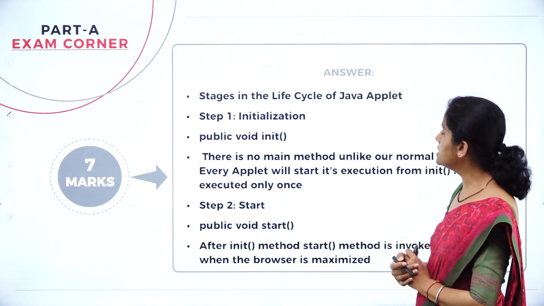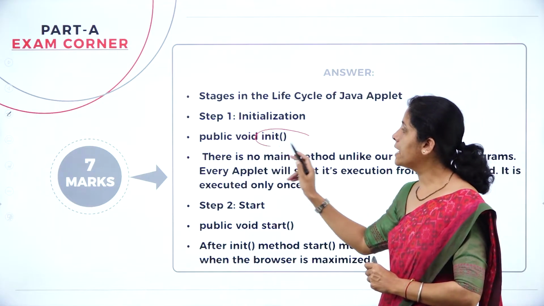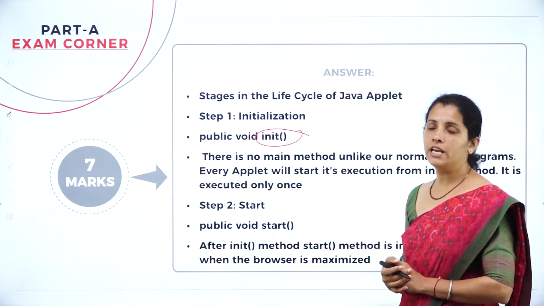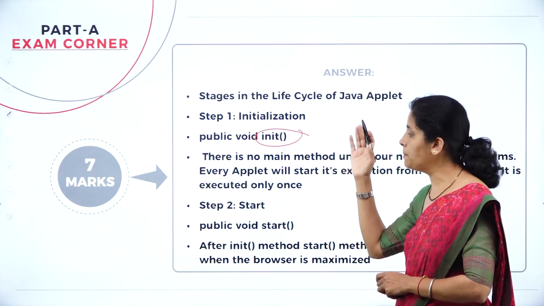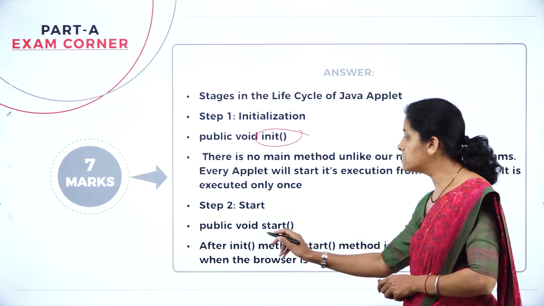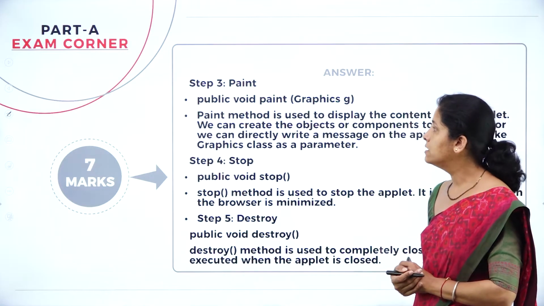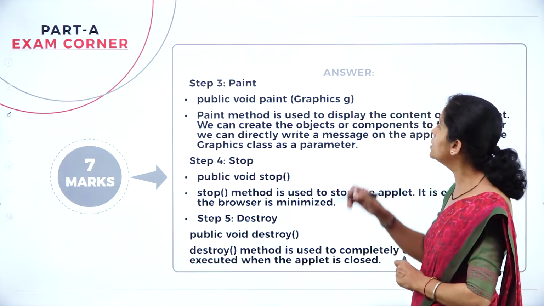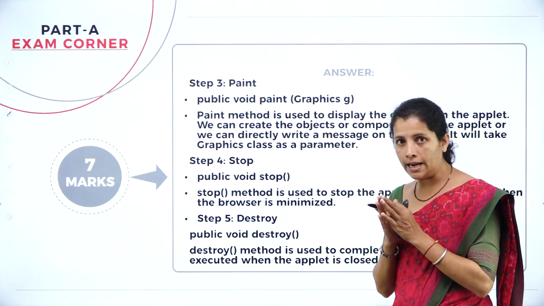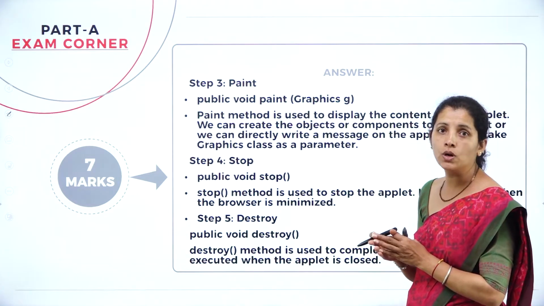Now, if I consider the Java applet life cycle, I have init, that is nothing but the initialization. An applet can be initialized by using the init method. Now, to start the applet, I have the start method. Now, dear student, the paint method. The paint method is used to display the content. Suppose I want to display the content which is in my applet program, then I must include the paint method.